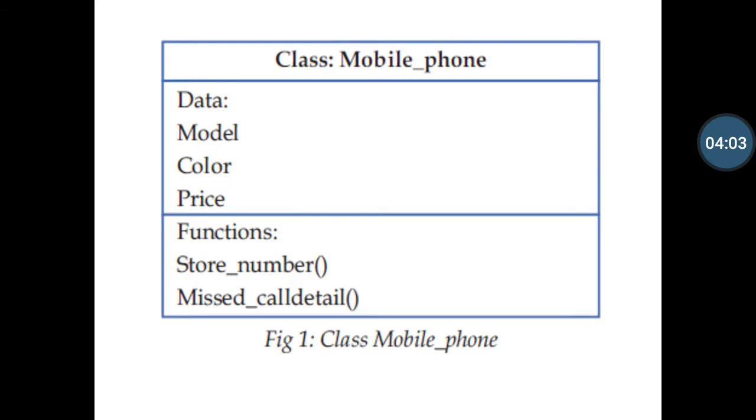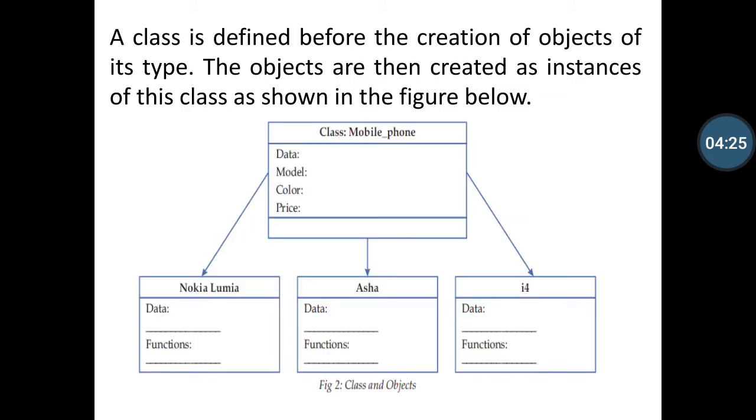Here the class name is mobile phone, and the data of the class are model, color, price, and the functions or methods of this class, such as store numbers and missed call details, are the methods or functions of the mobile phone class. A class is defined before the creation of objects of its type. The objects are then created as instances of this class as shown in this figure.